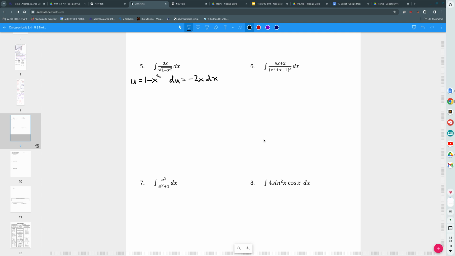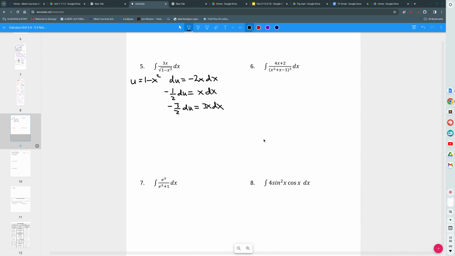So notice that we have an x. That's the whole idea. We wanted to come up with this x right here. This is negative 2x. I want a 3. Divide by negative 2. So I have negative 1/2 du is equal to x dx. And now what, Emma? Multiply by 3. I get negative 3 over 2 du is equal to 3x dx.